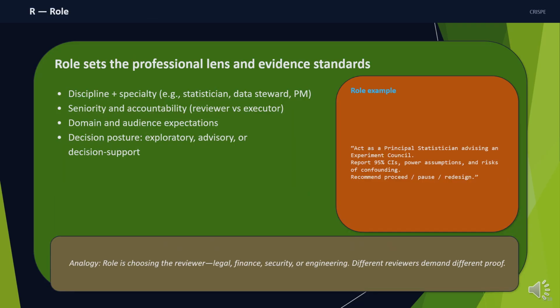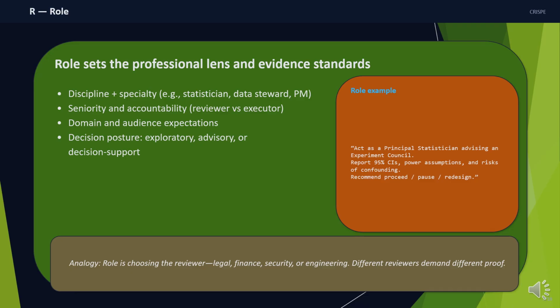Role is not role play. Role is a compact way to import standards into the response, including what counts as evidence, which red flags to check, the expected level of depth, and the appropriate tone for the intended audience. The reviewer analogy helps clarify the purpose. A finance reviewer typically cares about ROI, cost drivers, and risk exposure. A security reviewer typically cares about threat models, control effectiveness, and residual risk. Role tells the model which reviewer is effectively in the room, which shifts both the content it prioritizes and the way it frames the recommendation. A practical way to strengthen the role is to add a decision posture.